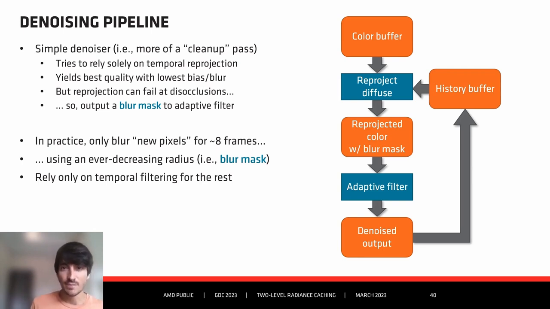But reprojection can fail at disocclusion specifically, as we've seen. So what we do is we have the reprojection pass output both the reprojected color buffer, temporally filtered, and a blur mask, which is fed to an adaptive filter. In practice, we only blur the new pixels for about 8 frames using an ever-decreasing radius, which is what I refer to as the blur mask. For the rest of the pixels, we rely purely on temporal filtering.